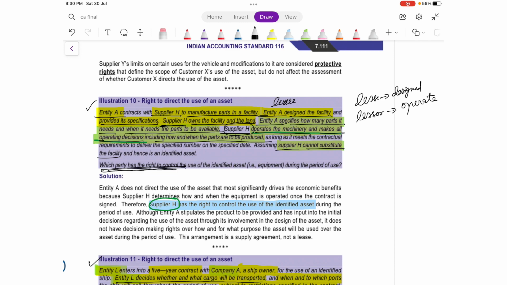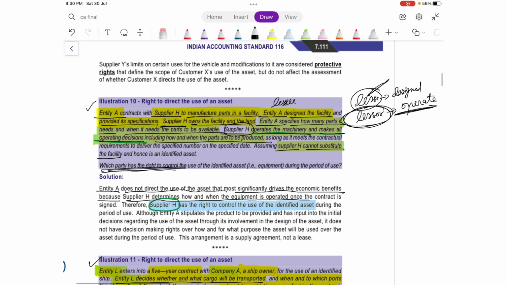Here you have to say which party has the right to control. What they are saying is that entity A, the lessee, does not direct the use of the asset that most significantly drives the economic benefit, because supplier H determines how and when the equipment is going to be operated once the contract is signed. So even though the lessee has designed the asset, once the asset is ready, the lessor only has a major say on how to operate the asset. Therefore the major benefits will also go to the lessor only here. So here it is said that the lessor has the right to control the use of the asset.